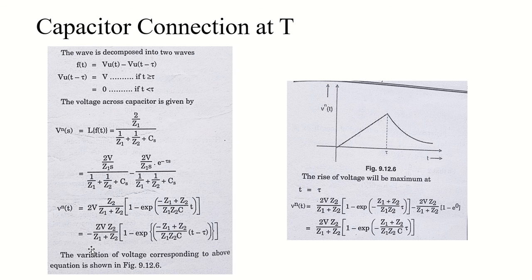No, sorry, I think there is a mistake. There will not be an equal sign here. Probably there will be a negative sign, right? So what we will have is 1 minus exponential minus z1 plus z2 divided by z1 z2 C into t minus tau, and the final value of v at tau will look something like this. When you take t equal to tau, it would be 2v z2 divided by z1 plus z2, 1 minus exponential minus z1 plus z2 divided by z1 z2 C into tau.